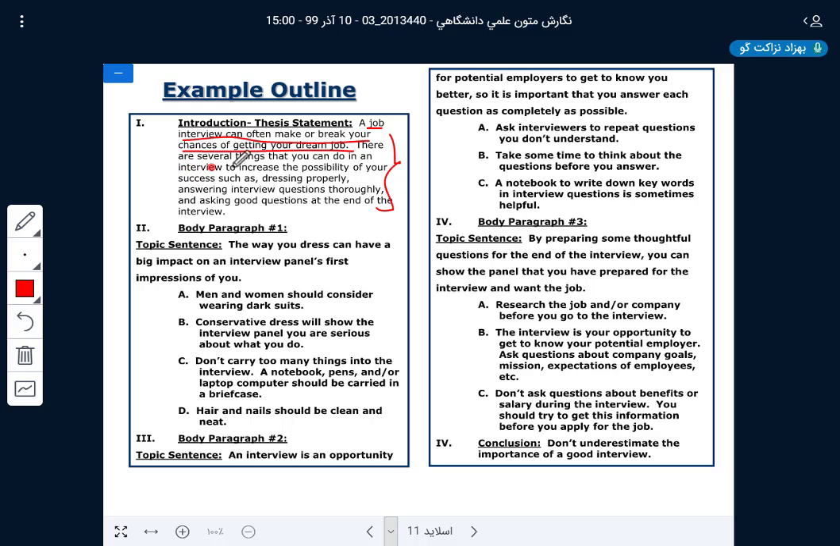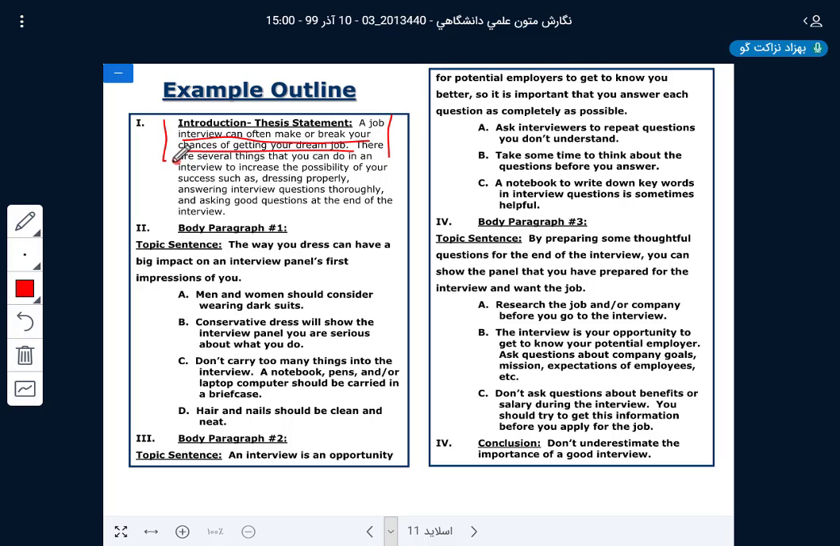There are several things that you can do in an interview to increase the possibility of your success, such as dressing properly, answering interview questions thoroughly, and asking good questions at the end of the interview. So these are the blueprint or the subpoints which verify your topic sentence. If you write up to here, that's enough.